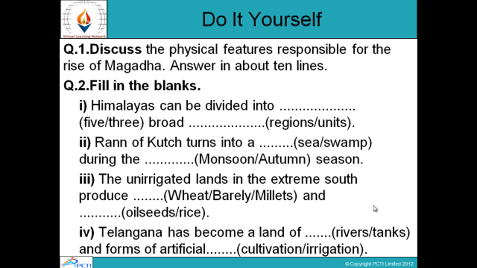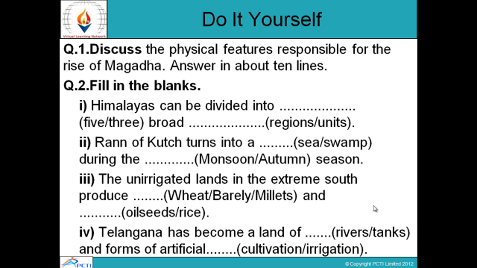Question number 1. Discuss the physical features responsible for the rise of Magadha. Answer in about 10 lines. Fill in the blanks. Question number 2. Himalayas can be divided into 5 or 3 broad regions or units.